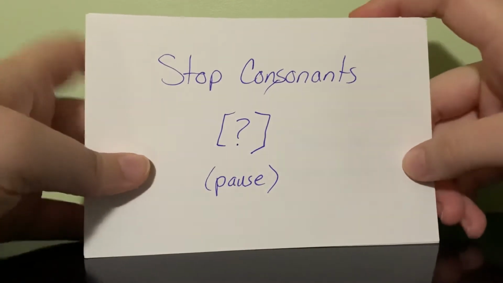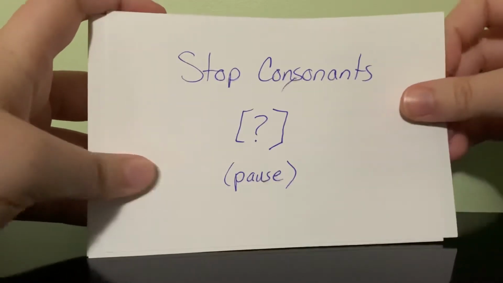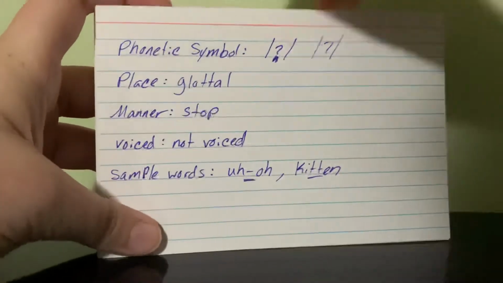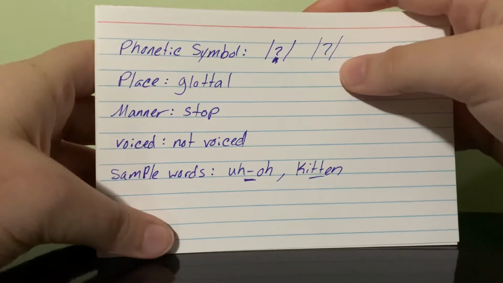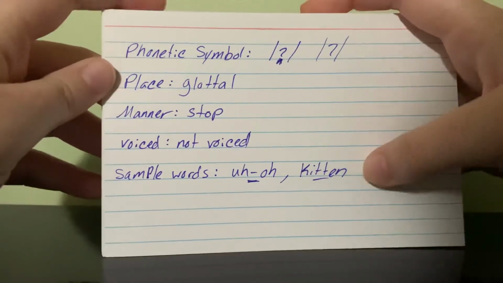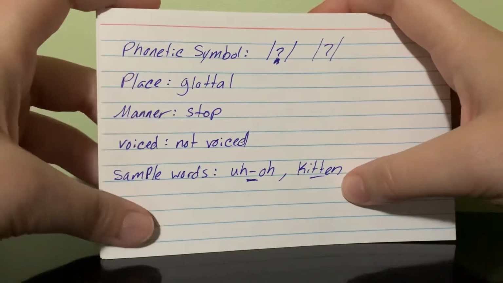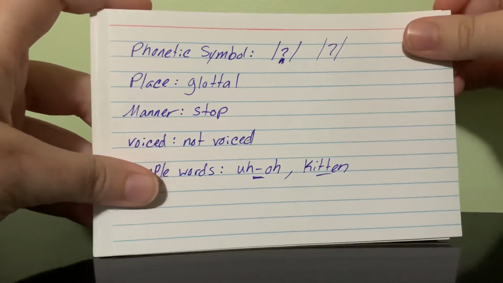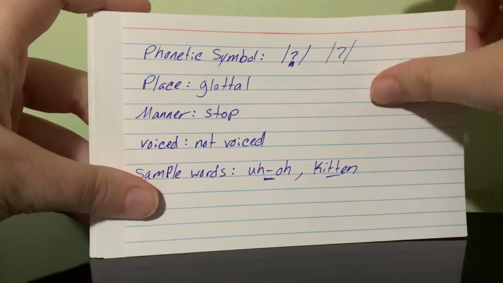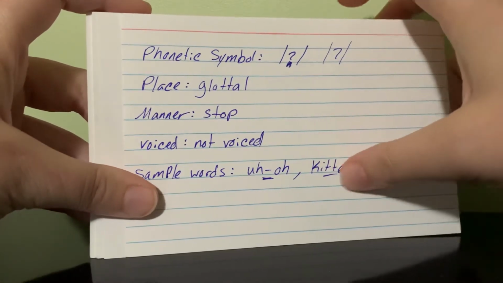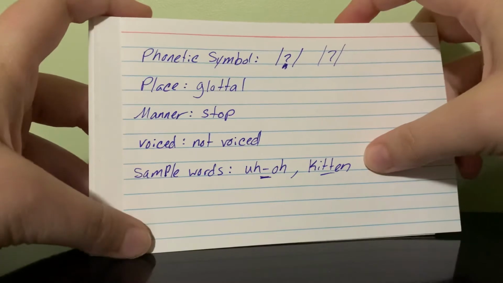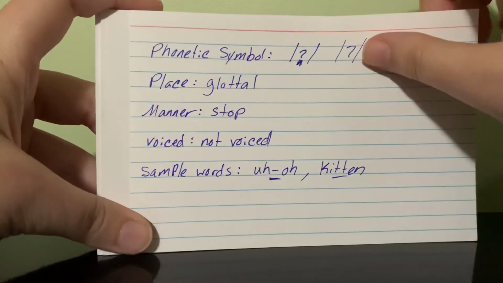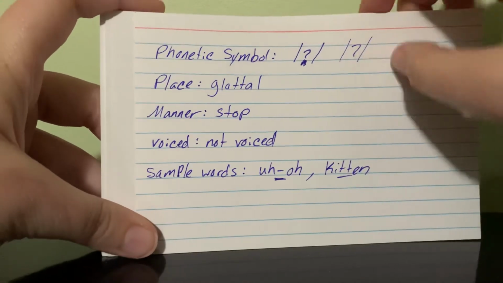Okay, next stop consonant, it's the pause. It shows up looking almost like a question mark, like a squiggle. It's a glottal placement, the glottal stop. It's not voiced, and it shows up in words such as uh-oh and kitten, where there's a pause in the sound coming out. It's shown as a full word here with kitten, but it's not pronounced as "kitten," it's "kit-en," where that pause comes in, and that's the glottal stop where the squiggle comes in.